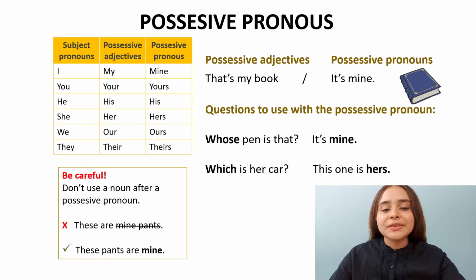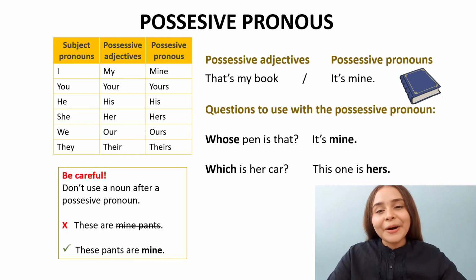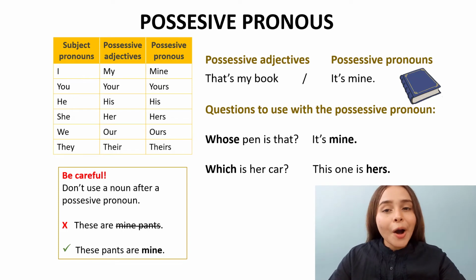Then we have some questions that we answer using possessive pronouns. In this case, the question words are whose and which. For example, whose pen is that? The answer using a possessive pronoun is, it's mine. The second question is, which is her car? The answer using a possessive pronoun is, this one is hers. Now, be careful, don't use a noun after a possessive pronoun. For example, "these are mine pants" is incorrect. The correct statement is, these pants are mine.